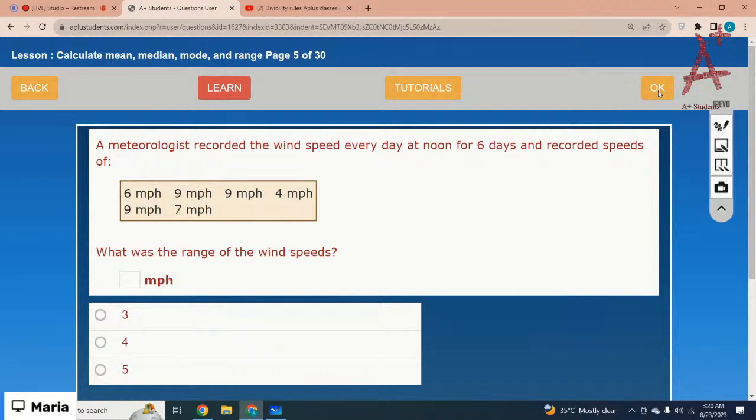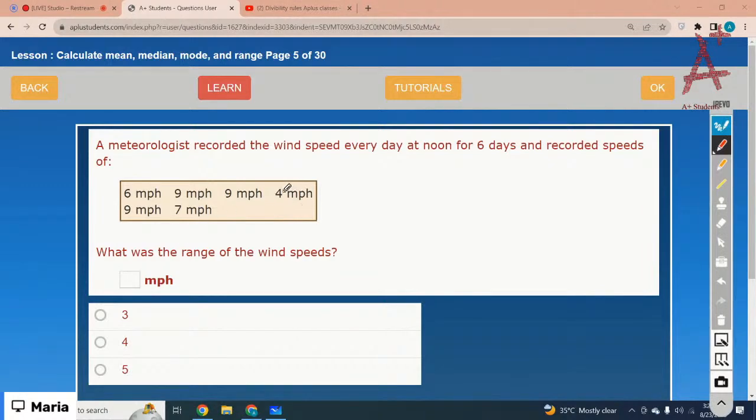For the range, what you have to do is just find the greatest number and the smallest number from the data and subtract them. So, the least one here is 4. The greatest one here is 9. So, 9 minus 4 equals 5. The range of the data is 5. The correct option is 5.